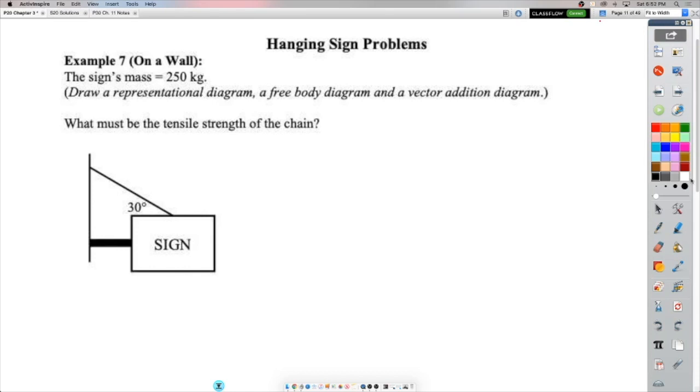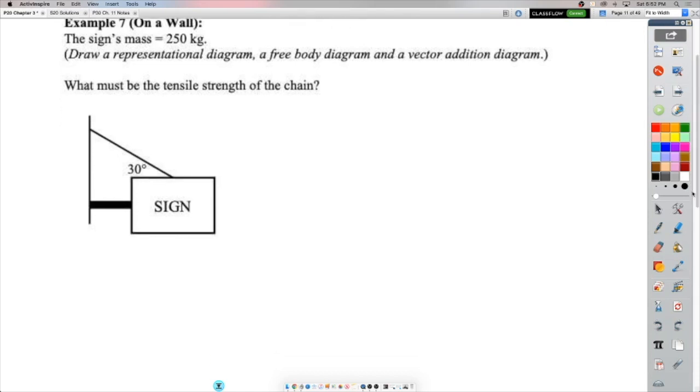So the sign's mass is 250 kilograms. They started our representational diagram, but let's add our forces to it. First of all, it has mass. If it has mass, what force does it feel? Automatically, it's going to feel gravity. And just a reminder, Fg is always mg. If you have something's mass, you know its weight, assuming we're on Earth.